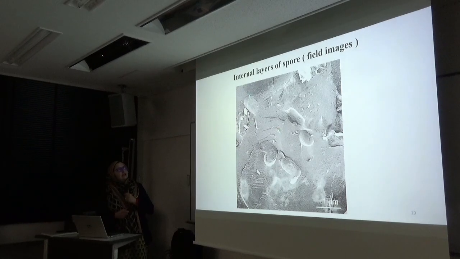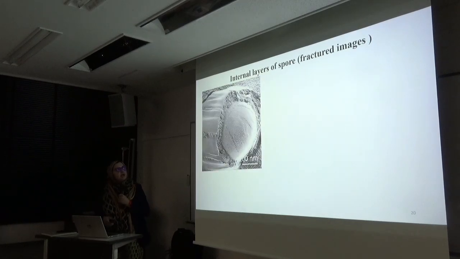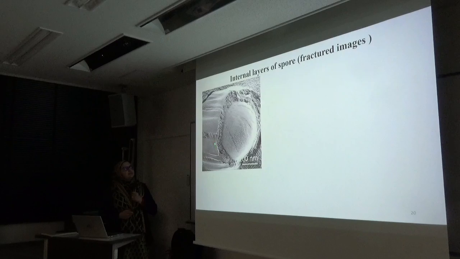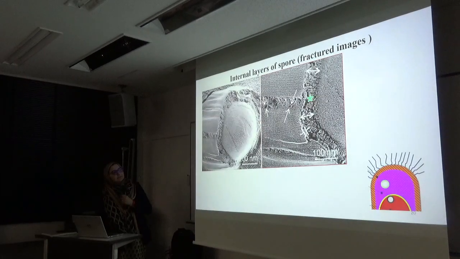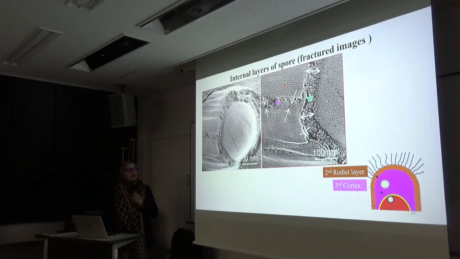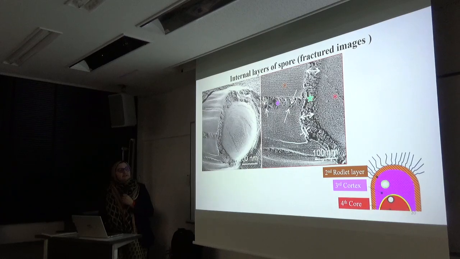So this is the field image of the fractured spores. Now when we move to the magnified image, we could clearly see many layers of the spore. For example, when we magnified this image, we could see the second rodlet layer after the crust layer, indicated with the brown asterisk. Then we could see the cortex, which is the spore peptidoglycan, underneath the rodlet layer. And last but not least, we could see the main component of the spore, which is the core.